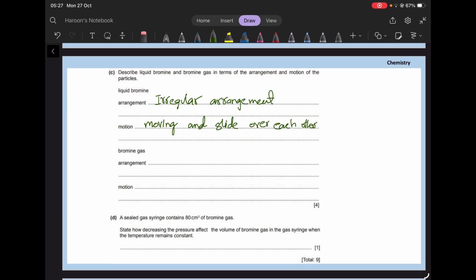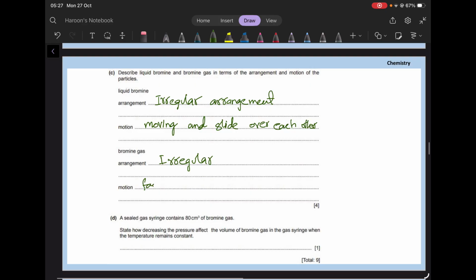Okay, next, bromine gas particles, so irregular in this as well, irregular pattern, and the motion is freely moving in all directions, fast movement everywhere.